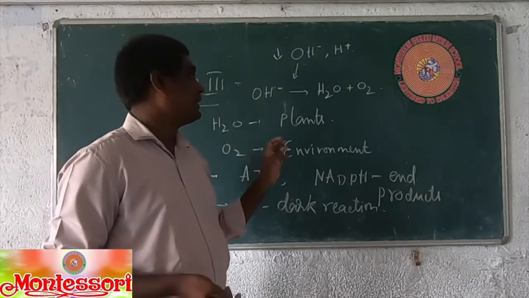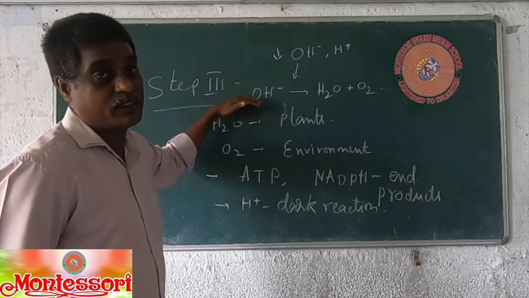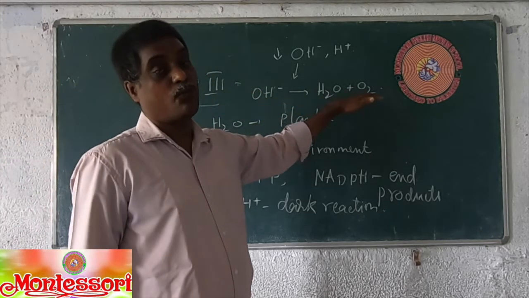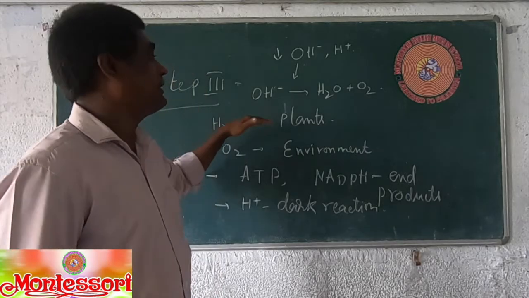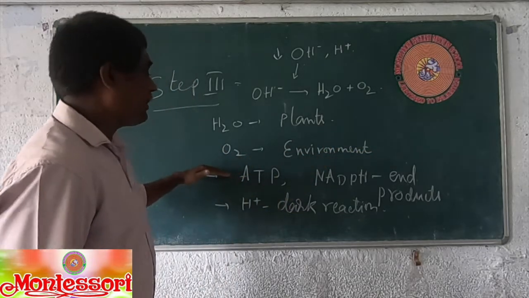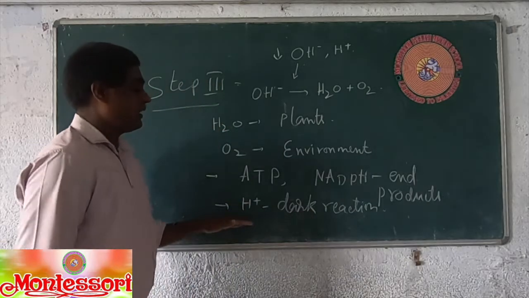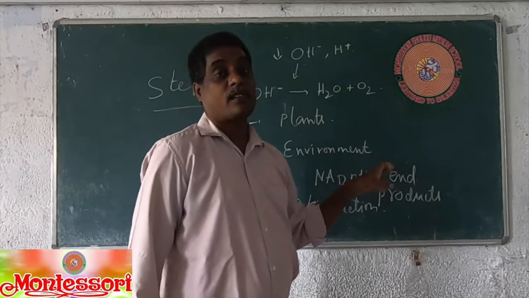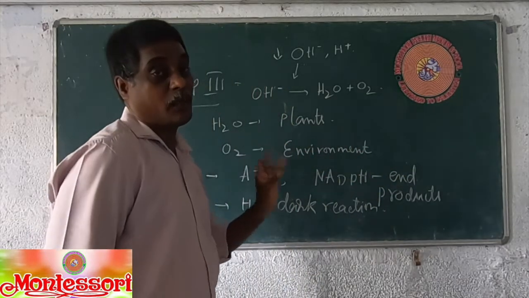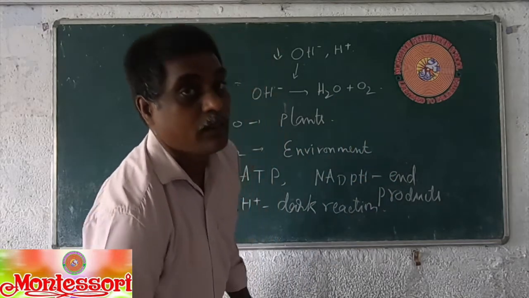Once again, the OH minus ions from step 2 participate in this reaction. These OH minus ions form H2O and O2. The H2O is utilized by the plants, whereas the O2 is released into the environment. The end products of this reaction are ATP and NADPH. The H plus ions participate in the dark reaction. So step 1, step 2 and step 3 are the light dependent reactions. Now we are going to see about the dark reactions.